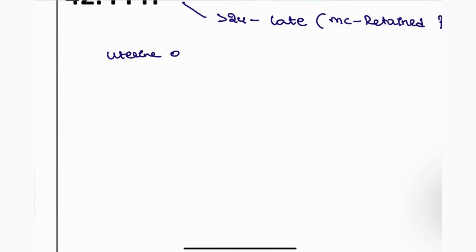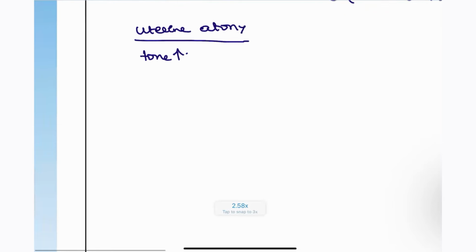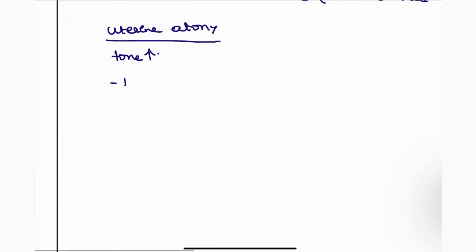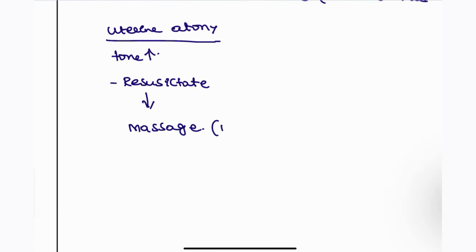Let's see uterine atony. The most common cause for the uterine atony is the tone. Okay, the tone is decreasing only. That's why the patient cannot contract, and there is severe bleeding. So this is an emergency situation. First of all, you have to resuscitate for whatever loss is going on. Okay, then do the massage. Uterine massage should be done for this patient. Okay, bimanual massage should be done.